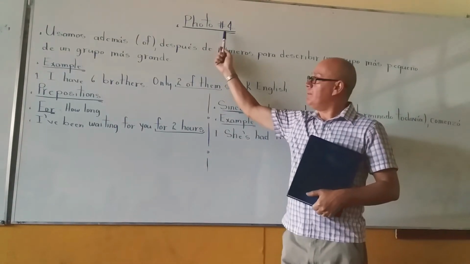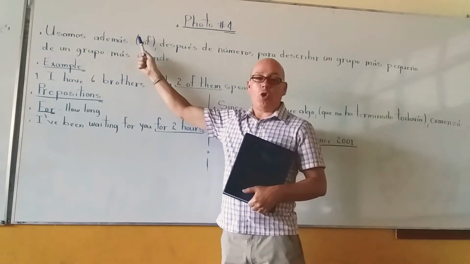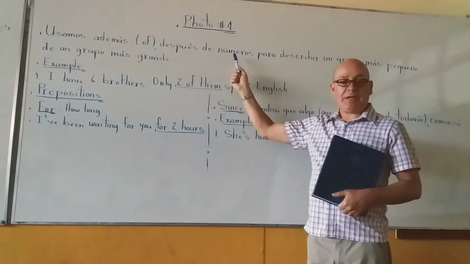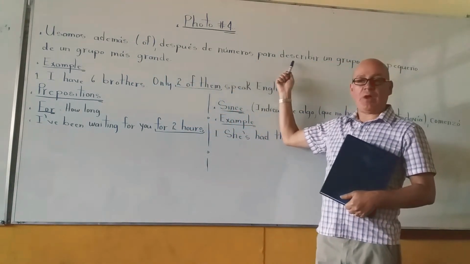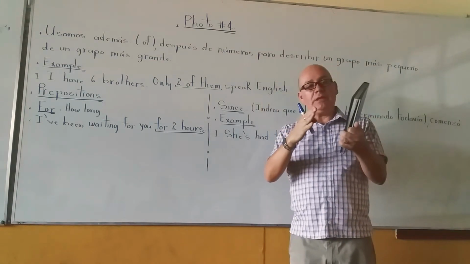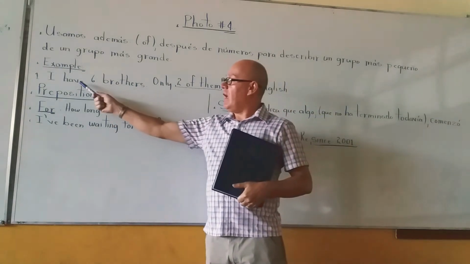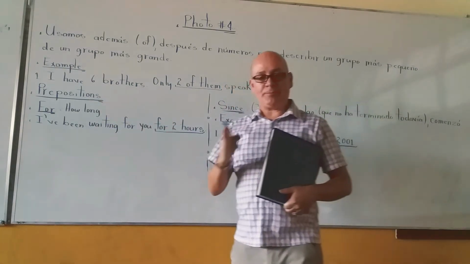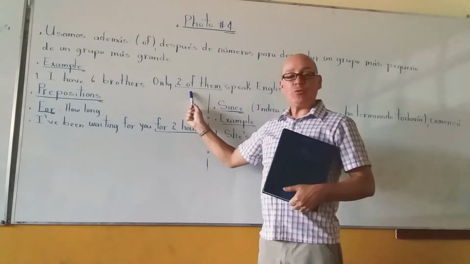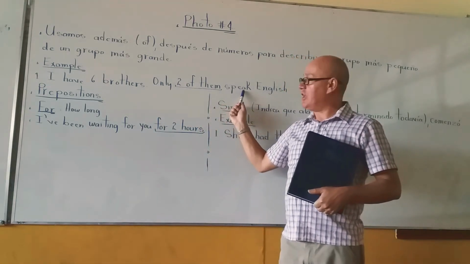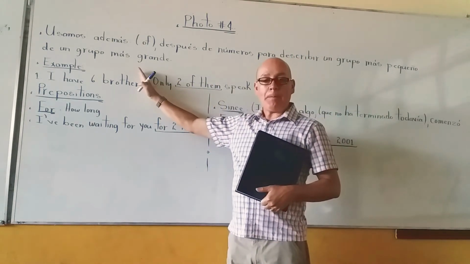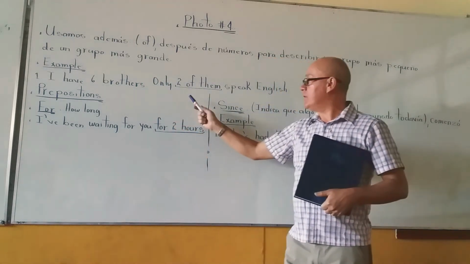Photo number 4. We also use of after numbers to describe a small group that belongs to a bigger one. Example: I have 6 brothers. Only 2 of them speak English. Can you see? The big group, my brothers. The small group, 2 of them.